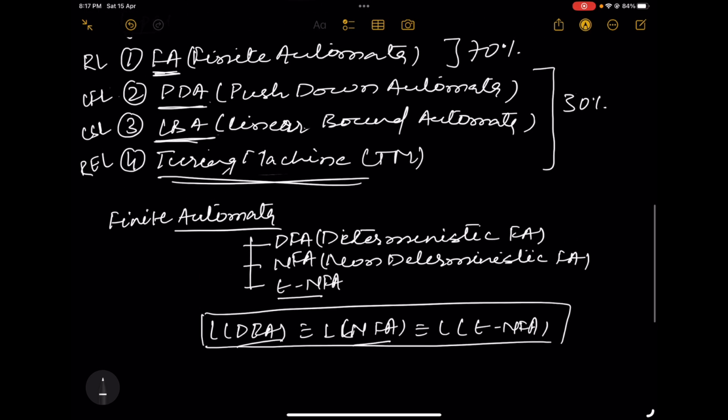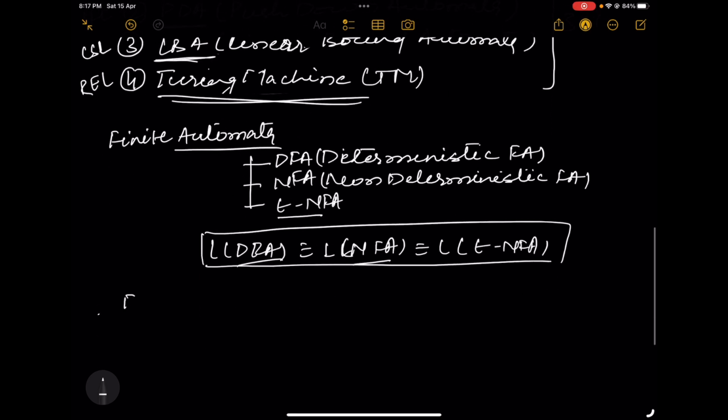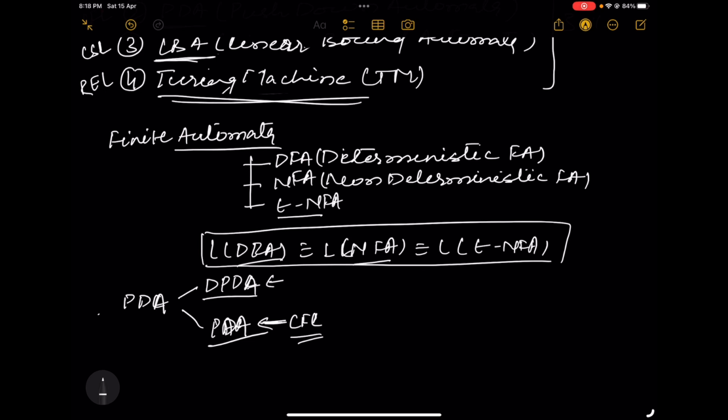And similarly, for PDA, we are having two different kinds of PDAs, that is deterministic PDA and simply PDA. PDA is just a non-deterministic push down automata. The language accepted by the PDA is it can accept both kinds of languages, like non-deterministic context-free language or context-free language. So it accepts all kinds of context-free languages, but this deterministic push down automata can only accept deterministic context-free language. So this is all for today's lecture.